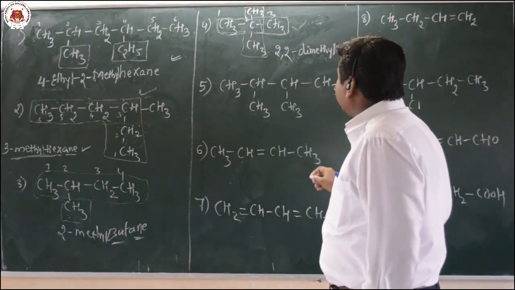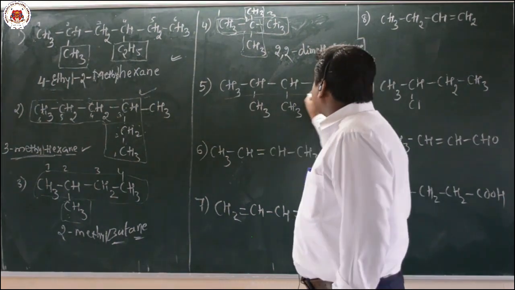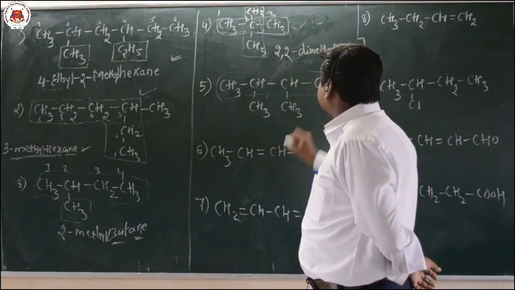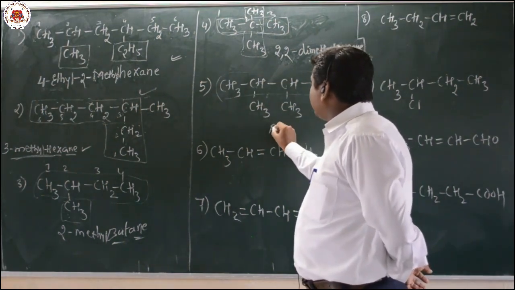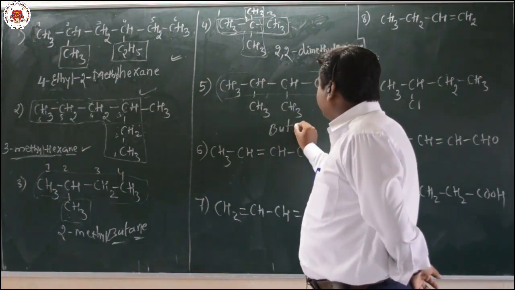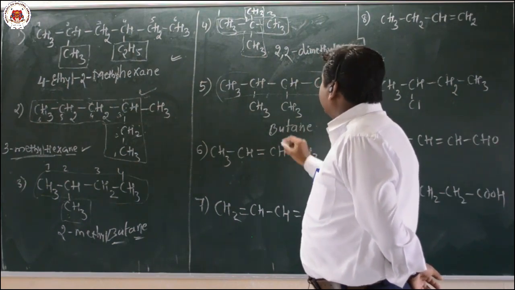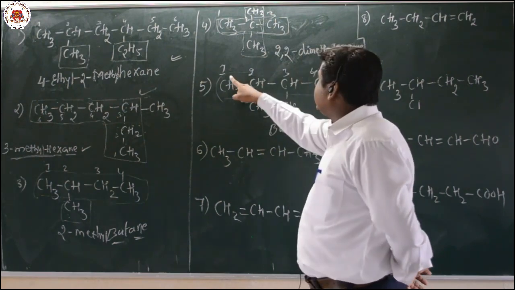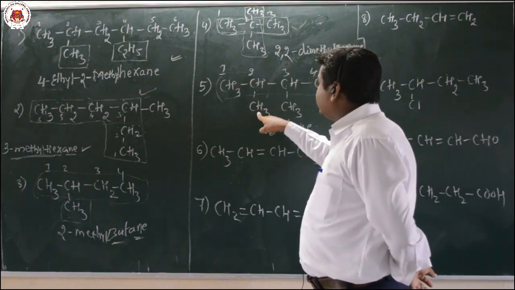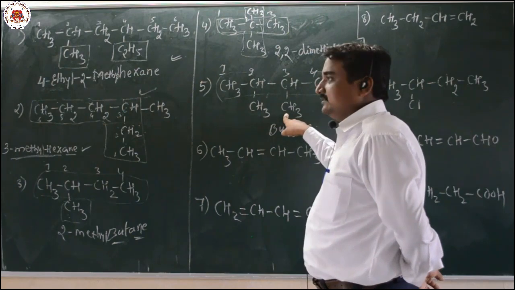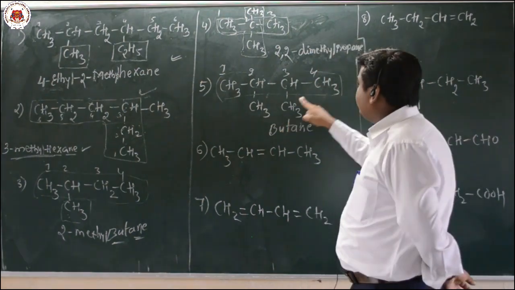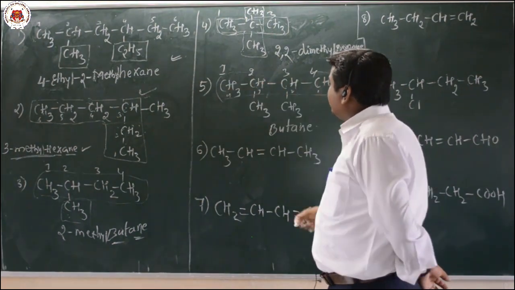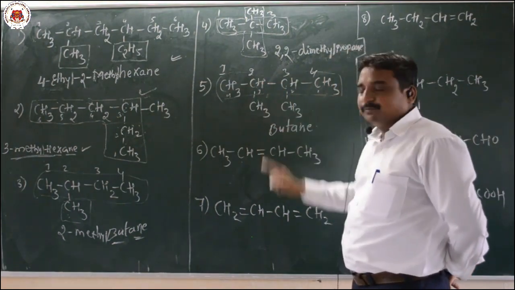So here first you have to select the longest chain, because the longest chain contains 1, 2, 3, 4 carbon atoms. Hence the root word is but, and the primary suffix is ane. Now numbering: if you start from here, we have a substituent group at the second position and at the third position. If you number from the other side, 1, 2, 3, 4, again we have substituent groups at the second and third positions only.